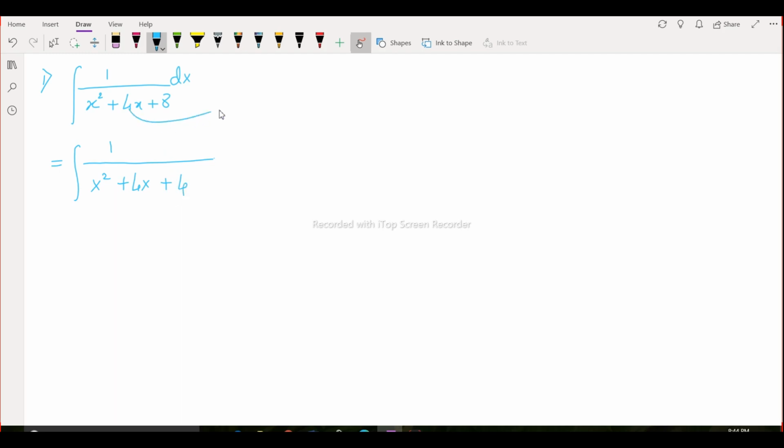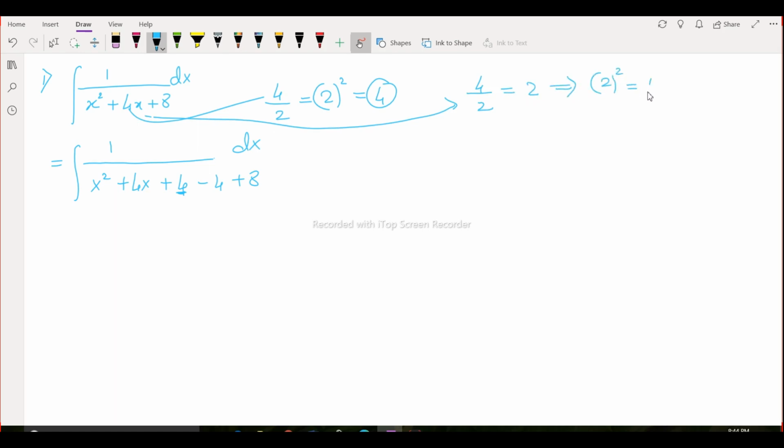So what I did is this: I take the 4, I divide it by 2 and I get 2. Then I square it, and I get 4. And I have to add 4 and then subtract 4 to balance it out, right? So hope you understood. Coefficient of x is 4, you divide by 2, you get 2. Then next step you square whatever you get, 4. You add that term and you subtract that term. The reason we do this is that now we can make this a perfect square. This is actually x plus 2 the whole square, and this is 8 minus 4, which is plus 4, dx.